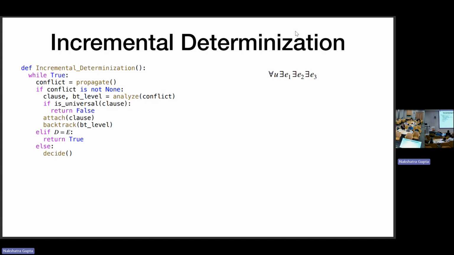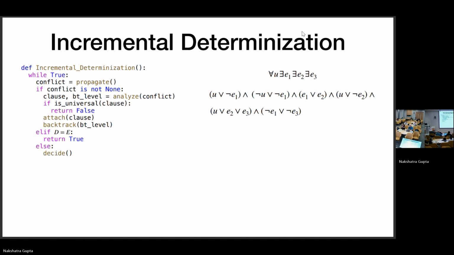Okay, so let's run through the full example. This is the same formula we had on the previous slide. We already saw what happens if we make E1 deterministic. So we add this decision clause here. And then through the conflict analysis process from the previous slide, we add a new clause, U, not E1 instead, that's derived as a learned clause, which is part of our database. And we backtrack to decision level 0.